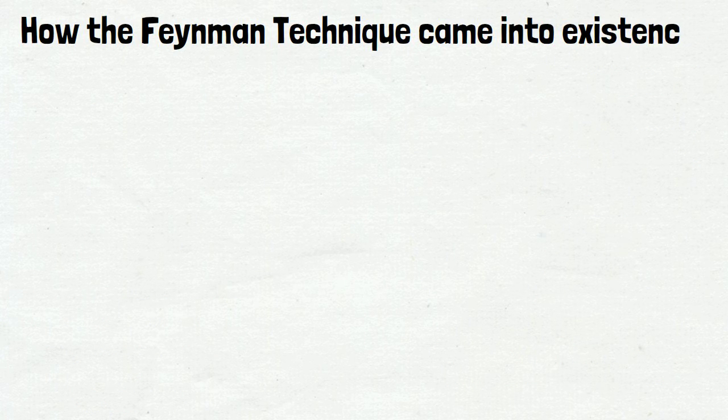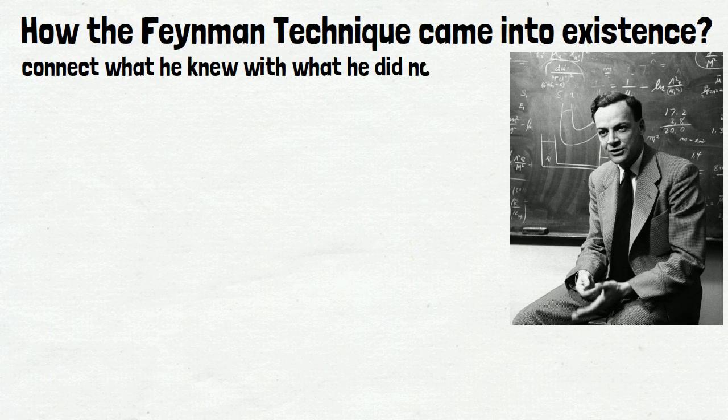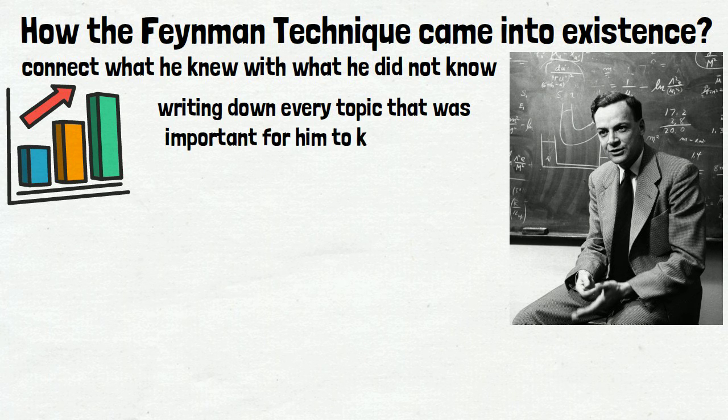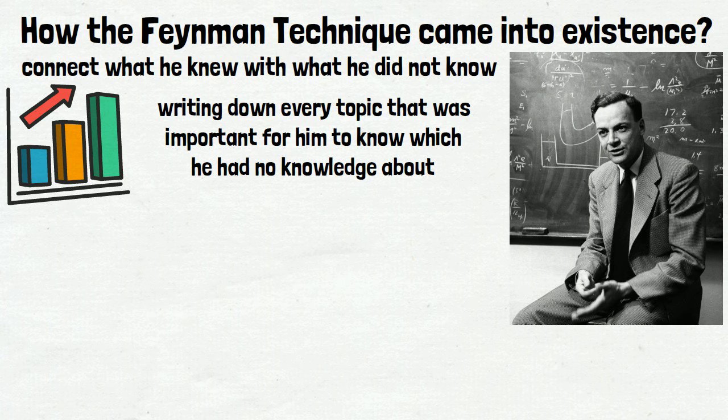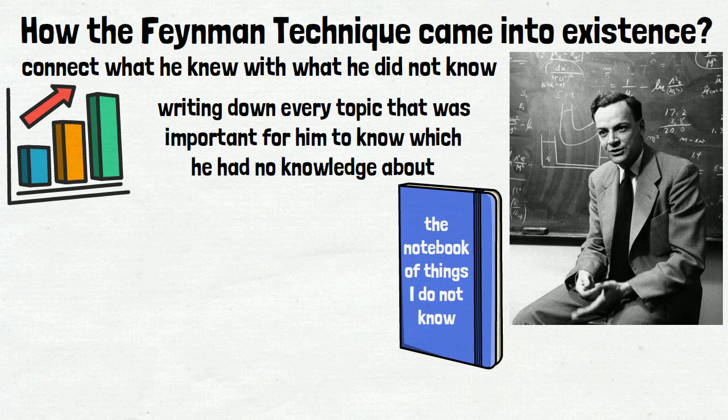You may be wondering how the Feynman technique came into existence. Richard Feynman had cultivated a habit of deliberate learning, where he used to connect what he knew with what he didn't know. The scientist decided to improve the effectiveness of the process. So Feynman started writing down every topic that was important for him to know, which he had no knowledge about. He kept a notebook for that purpose. He called it the Notebook of Things I Don't Know.